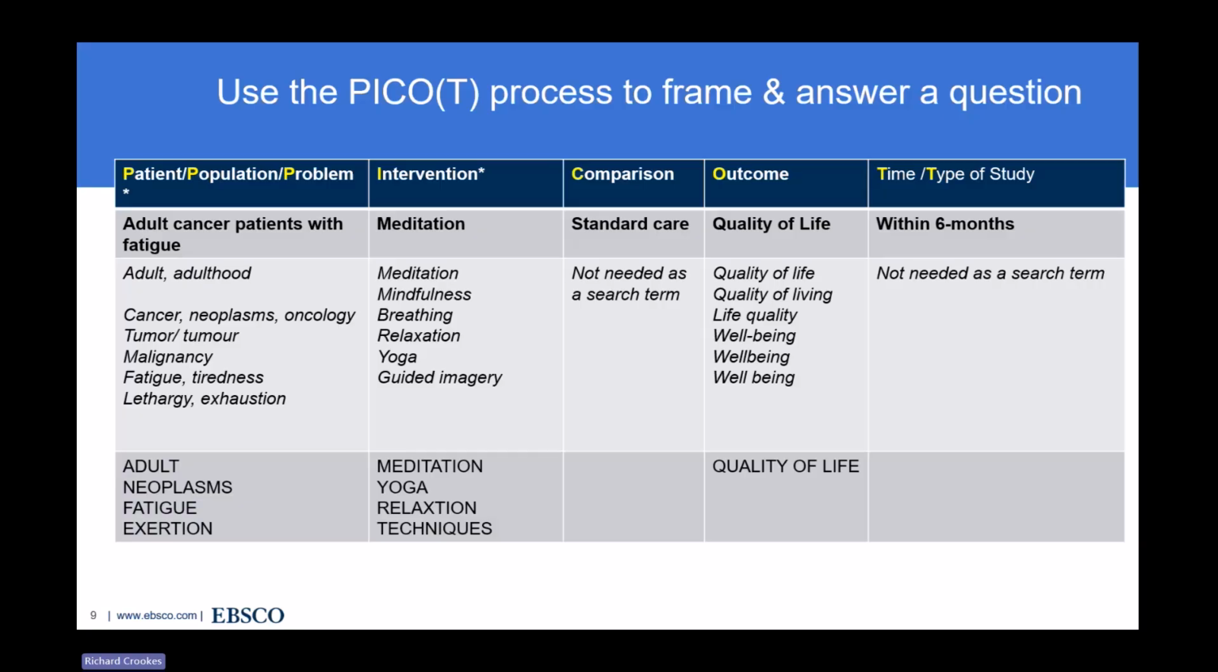Now, we have got the third row there, which are in uppercase, and as you might guess, these are actual subject headings. So adult is a subject heading in CINAHL. It's a CINAHL heading. Neoplasms, fatigue, other terms, exertion, again, is a subject term.